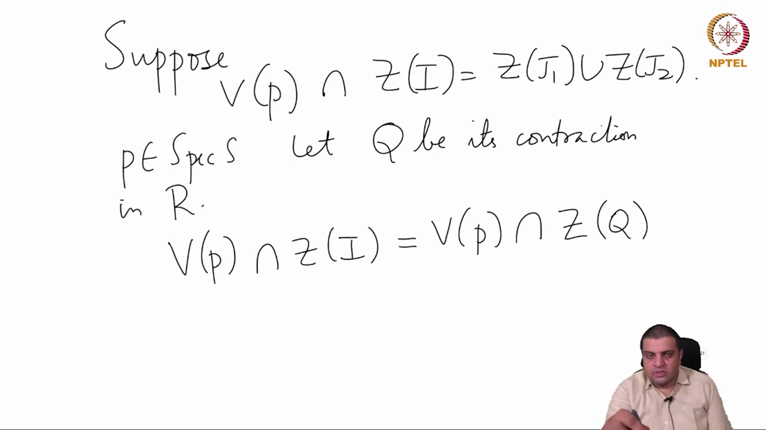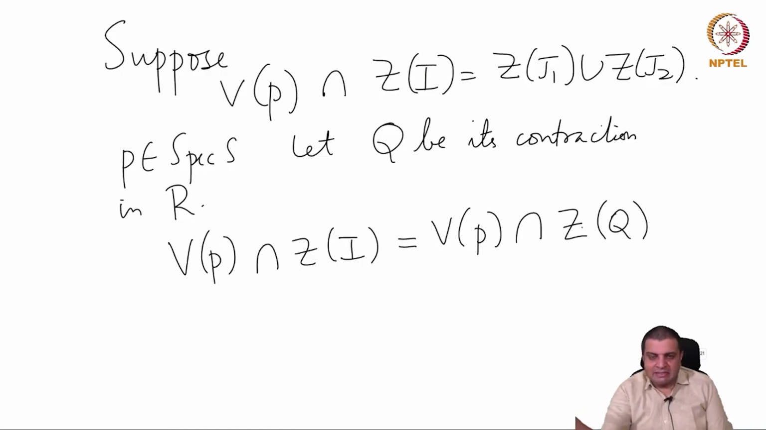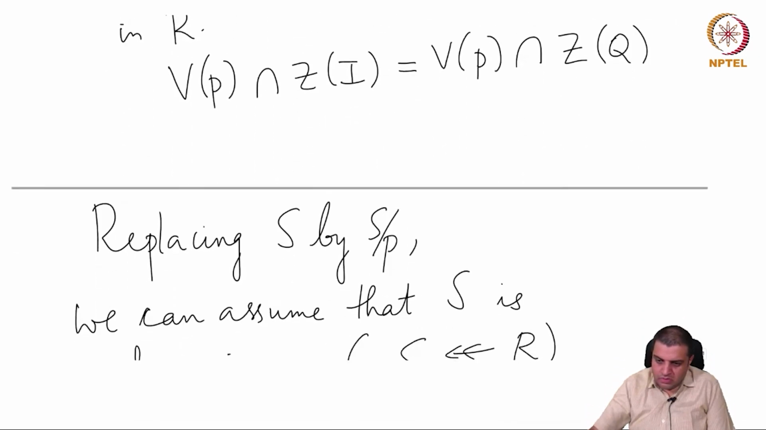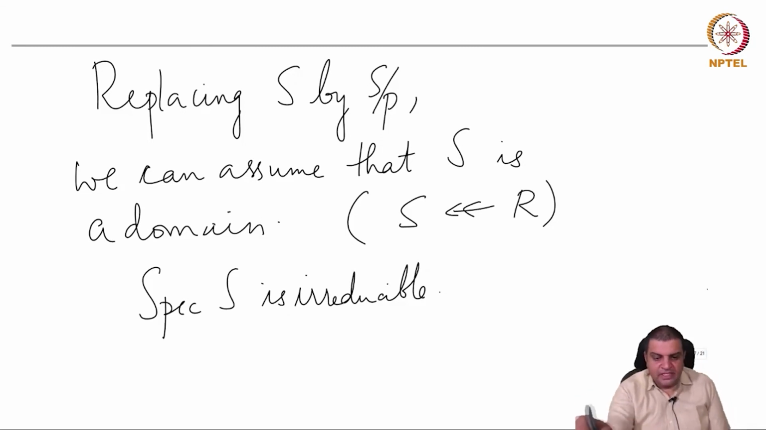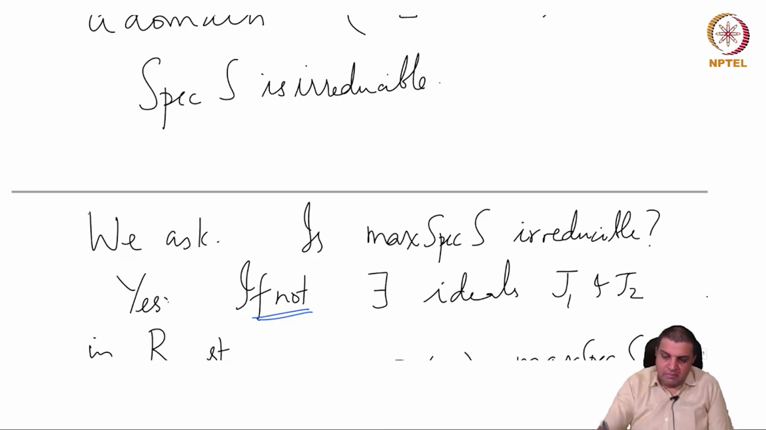So let's assume that P contains I, and let Q be the inverse image. V(P) intersect Z of I means all the maximal ideals of S containing P, but that is just the same thing, we can rewrite it, as maximal ideals containing Q. So then replacing S by S mod P, we can assume that S is a domain, so that spec S itself is irreducible. It just simplifies the notation to proceed further. And then we ask, under this assumption, if spec S is irreducible, is the max spec irreducible?